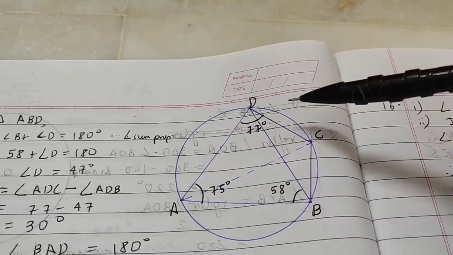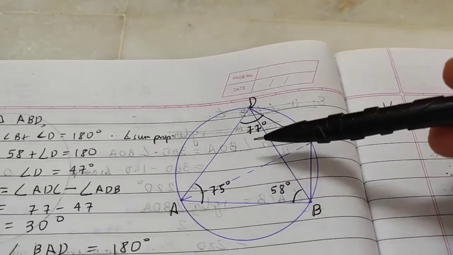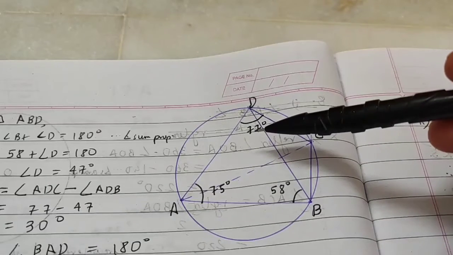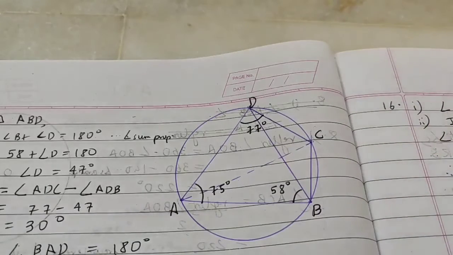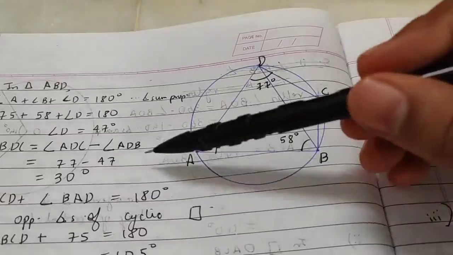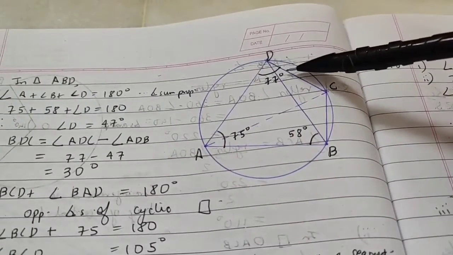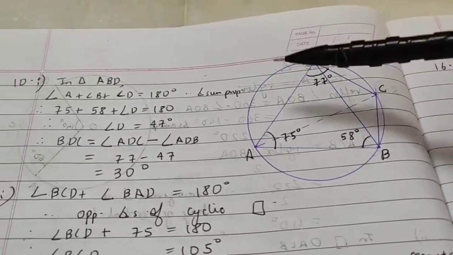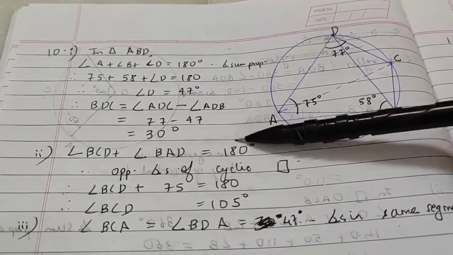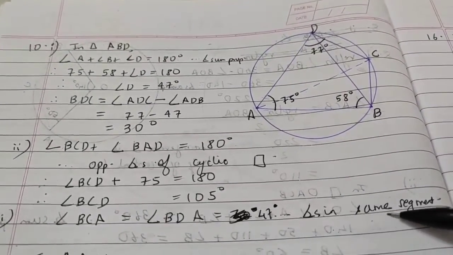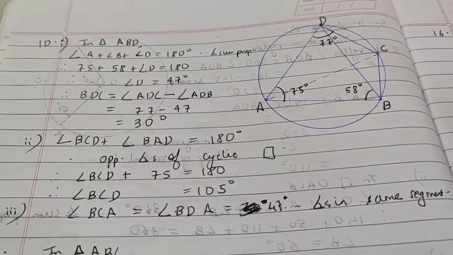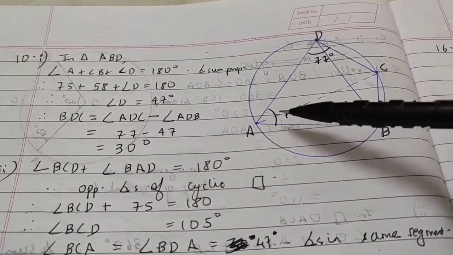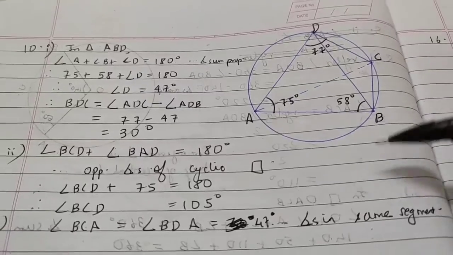Reason, angles in the same segment, and BDA we have already found out. It was 47, I think. Yes, it was 47. So even this is 47 BCA. So these are the statements. 47 degrees, angles in the same segment, or in simple English, cutting the same arc BA. But don't write that.